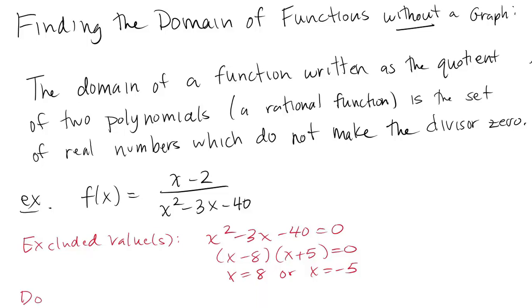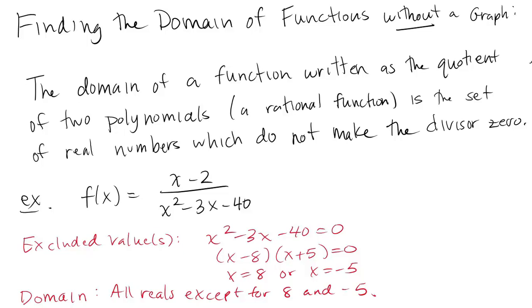The domain of this function is the set of all real numbers except for those. You can plug in any number you want as long as it doesn't make the denominator 0. What two numbers make the denominator 0? 8 and -5. Therefore, the domain is the set of all real numbers except for 8 and -5.